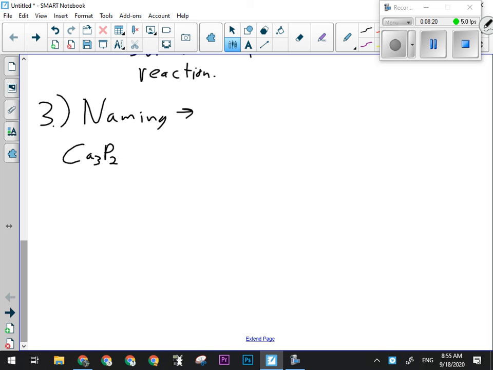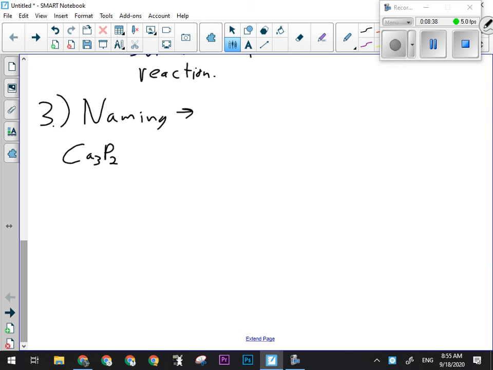Right, if it has a metal in it, basically it's ionic, okay? Because molecular compounds are made just of nonmetals. So this is ionic because calcium is a metal. How do I know it's a metal? It's on the left-hand side of the staircase on the periodic table. All right, so I've got calcium here with phosphorus.